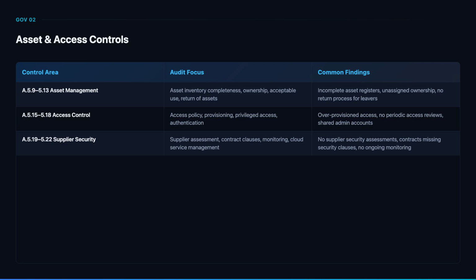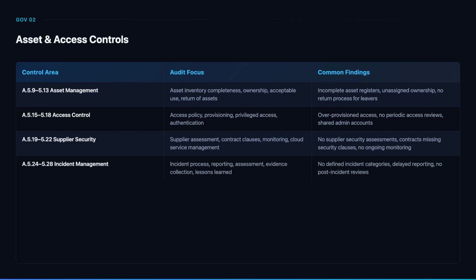For supplier security controls A.5.19 through 22, verify that suppliers are assessed for security risks before engagement, that contracts include appropriate security clauses, that supplier security performance is monitored, and that cloud services are specifically managed. Common findings include no formal supplier security assessment process, contracts without security requirements, and cloud services adopted without security evaluation.